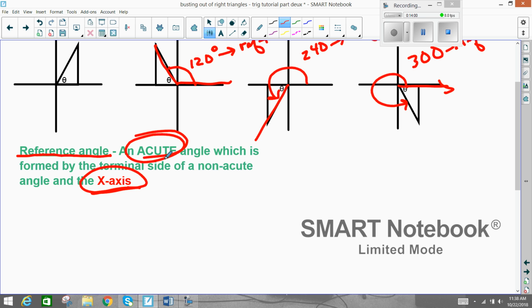Reference angle is always between the x-axis and the terminal side. Okay? And a reference angle is always acute, because basically what we're doing is we're saying, okay, if we put this 120-degree angle back in the first quadrant, back into a right triangle, what would it be? What is it equivalent to?